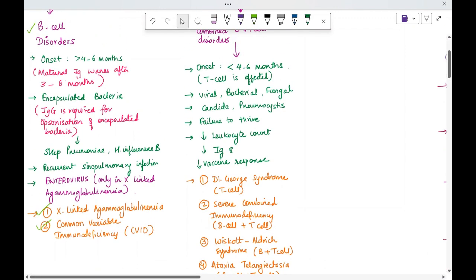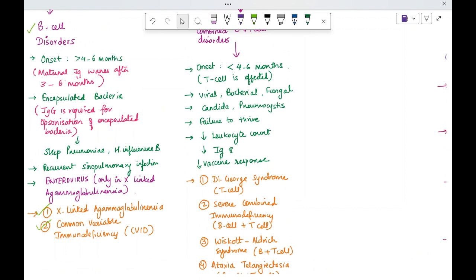Okay, so let's see first what are the common features. Okay, how to identify B cell disorders. So whenever we get a problem or question, first we should identify whether it is a B cell disorder or a T cell disorder or combined. Then we can further delineate which it is.